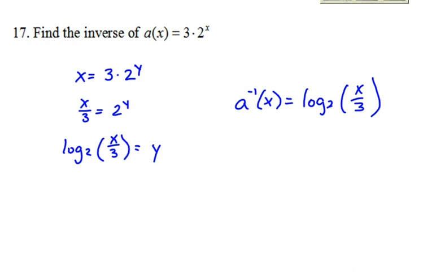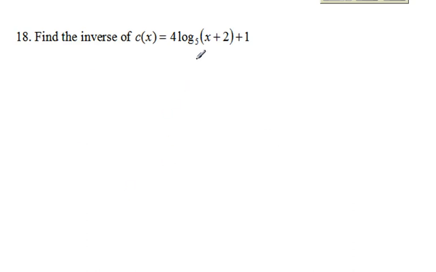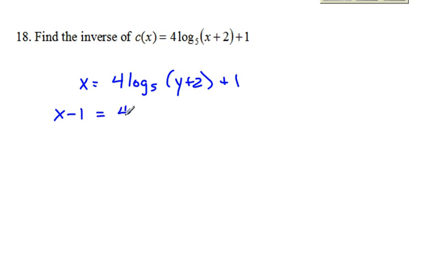All right, let's try one more. So this one we're starting with a log equation. Let's switch x and y first. x equals 4 log base 5 of y plus 2, plus 1. Now we're going to do this like we would solve a normal equation. To get y by itself, we get rid of the last thing that happens, which is this plus 1. We subtract 1, and we get x minus 1 equals 4 log base 5 of y plus 2.